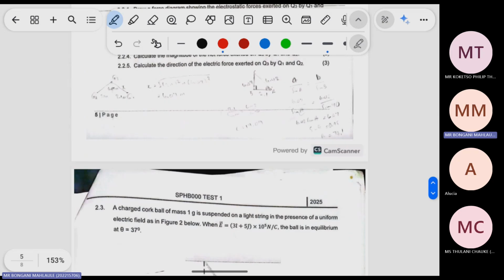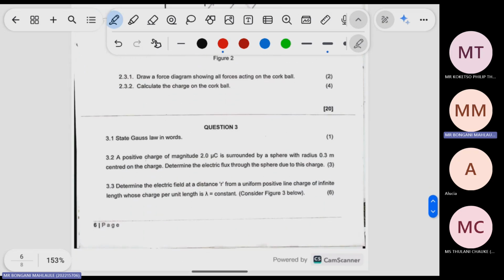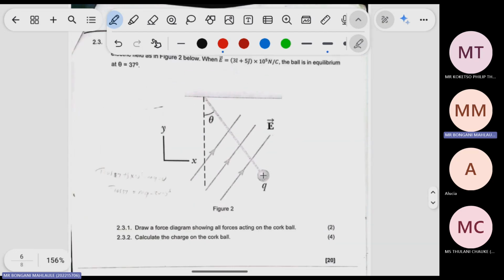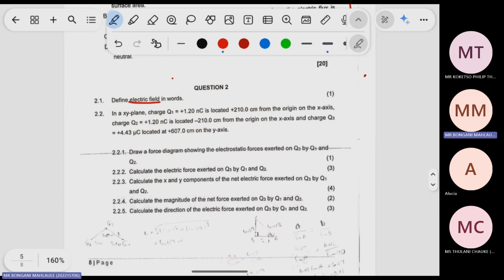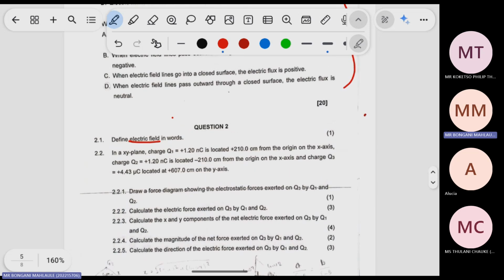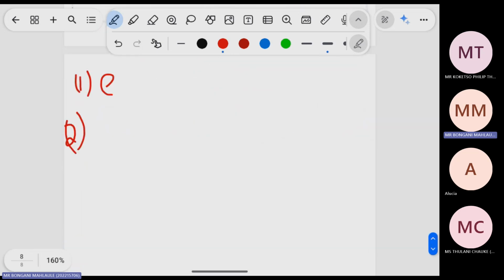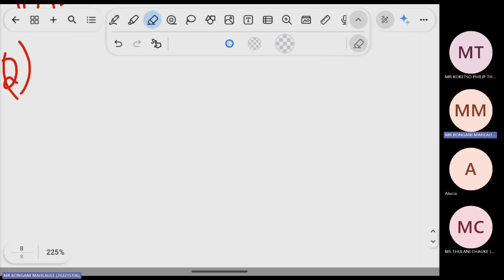The electric field definition I've already shown you. But let me look for a simple one. And you must also know how to state Gauss's law. So this is how you'll define electric field for question 2.